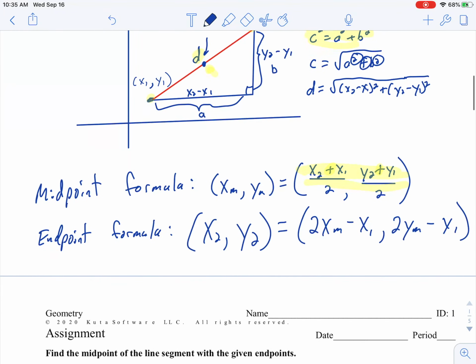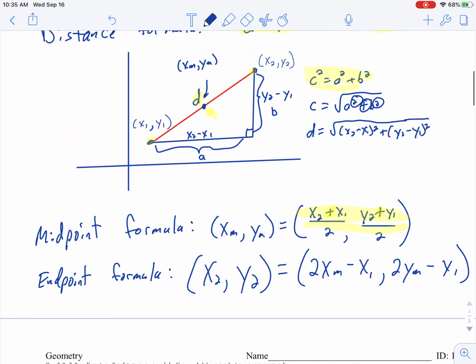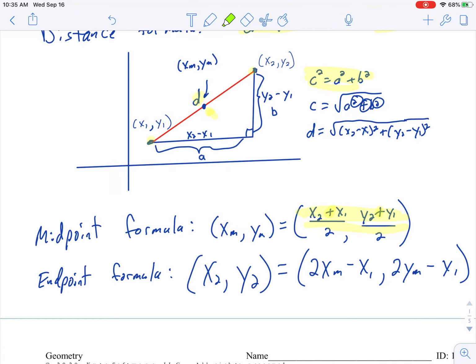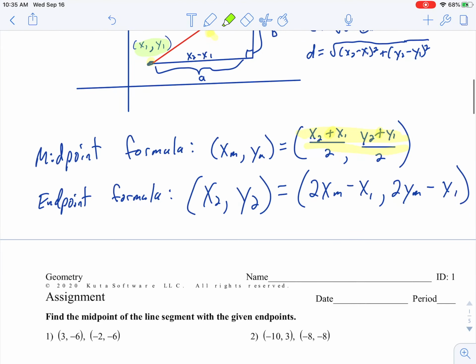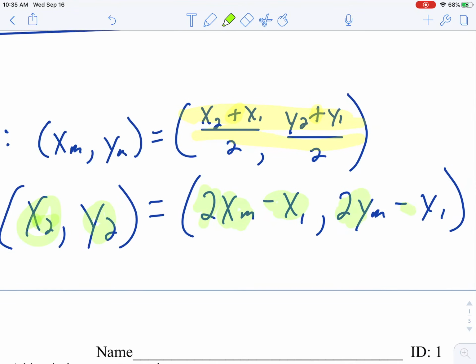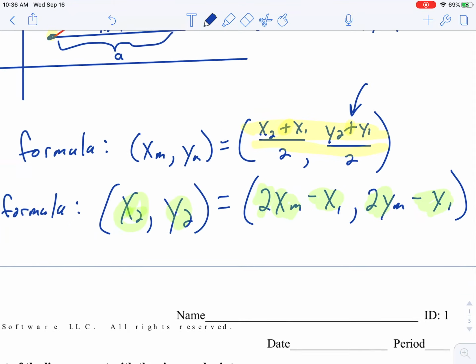All right, lastly is the endpoint formula. For the endpoint formula, you're told what one endpoint is, you're told what the midpoint is, and you have to calculate the other endpoint. So x2, y2 stands for the other endpoint, and you find that by doubling the midpoint and subtracting the other endpoint. Double means multiply by 2. Double the midpoint, subtract the endpoint. It's really this formula inverted. So add and then divide by 2, multiply by 2, then subtract. Everything's sort of flipped around, reversed.